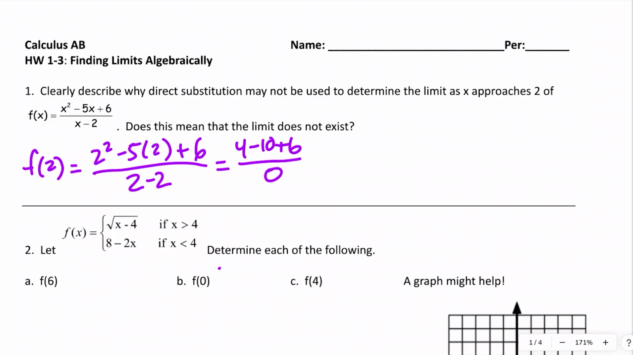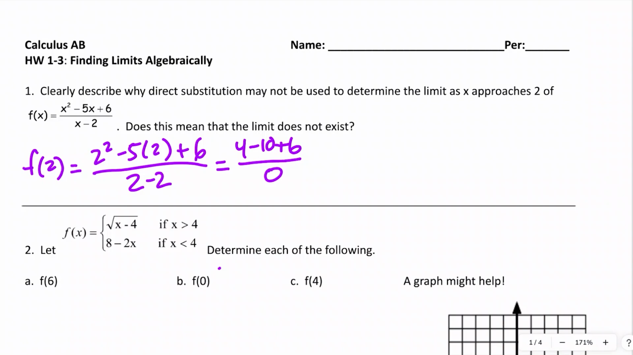This is undefined. And so when a rational function is undefined, when you have an x value that makes the denominator 0, one of two things can happen. Either you've got a vertical asymptote there, so you have a non-removable discontinuity, or you have a hole or a removable discontinuity. Now, just by looking at it immediately, it may not be clear which one it is, but here's what you want to be looking for.